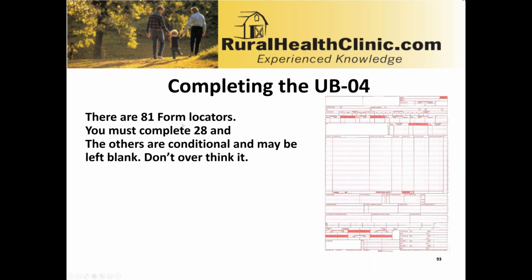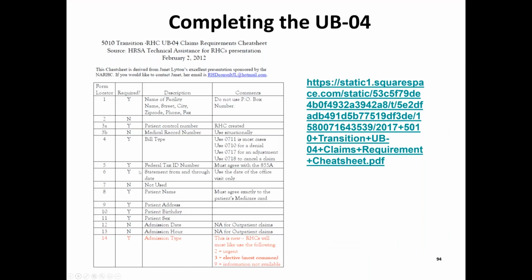So, completing your UB04. There's 81 field locators. It always messes me up, I always say form. There's 81 field locators on the UB04 form. You only have to put in 28 of those to make your claim pay. So don't try to fill in all 81 of those.